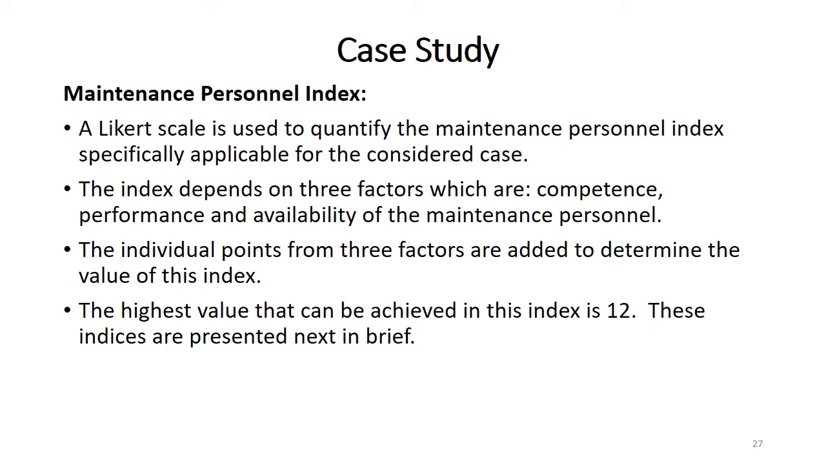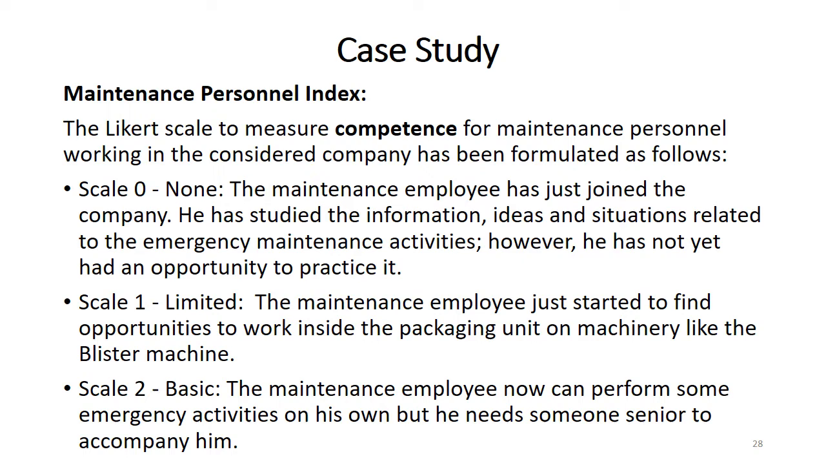Now the first external factor, maintenance personnel index. A Likert scale was prepared to find out the value of the maintenance personnel index from the perspective of our pharmaceutical company. The index depends on three factors, which are competence, performance and availability of the maintenance personnel. The individual points from the three factors are added to determine the value of this index. The highest value that can be achieved in this index is 12. Here is the Likert scale to measure competence for maintenance personnel. This Likert scale was prepared specifically for the case of our pharmaceutical industry mentioned in this paper.